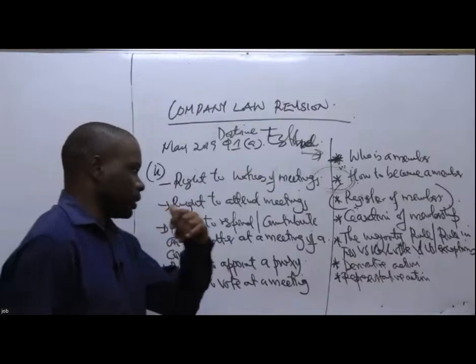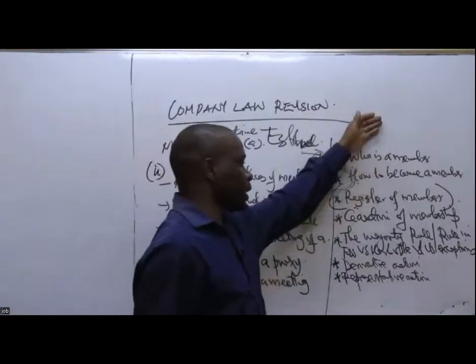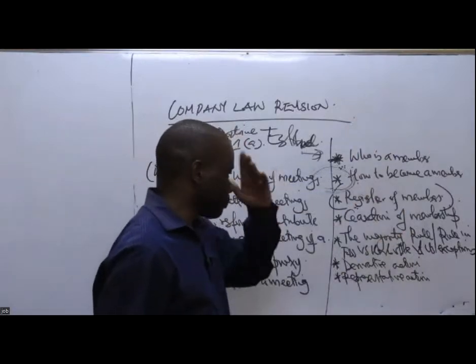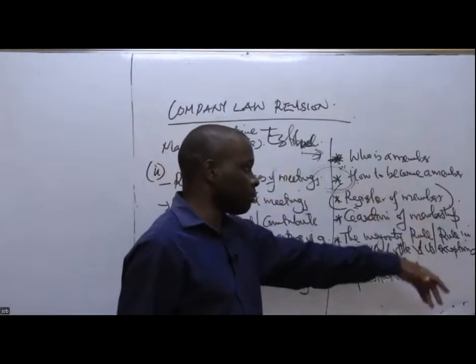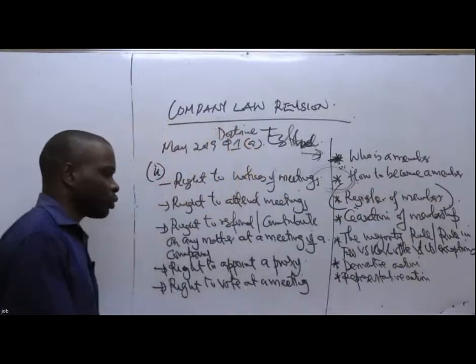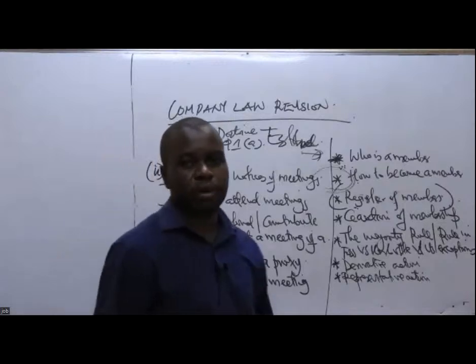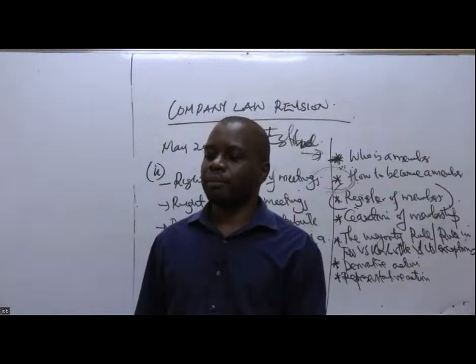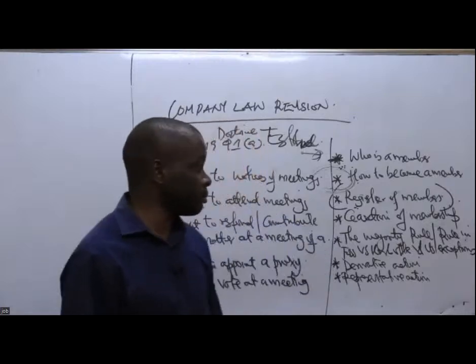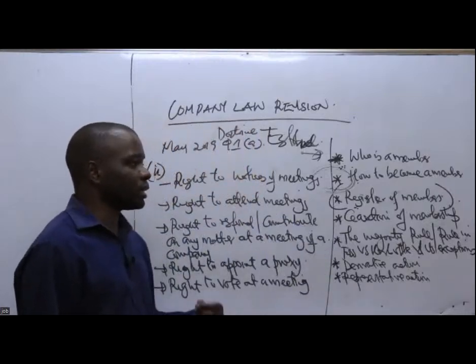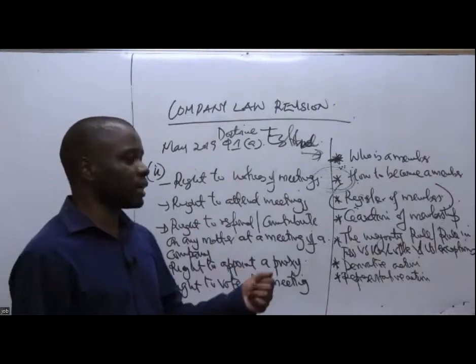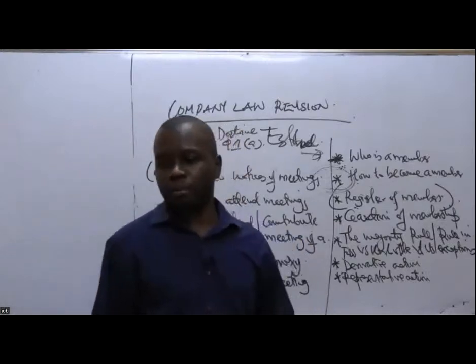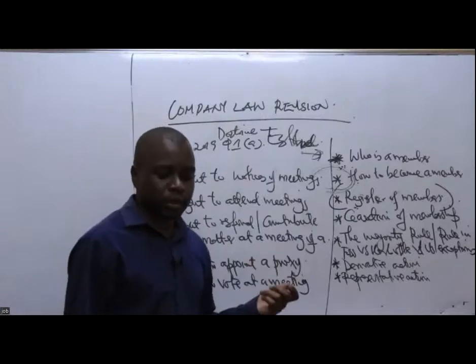So we've said that under this particular topic, we learned about membership of a company. We learned about the register of members. So there could be a simple question: what are the contents of a register of members? Or they could ask, what are the requirements of a register of members? Just the same question.